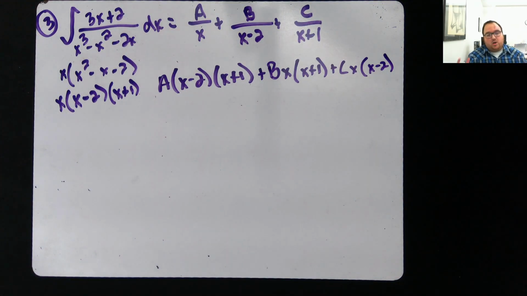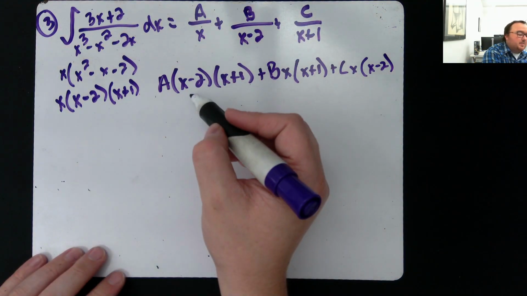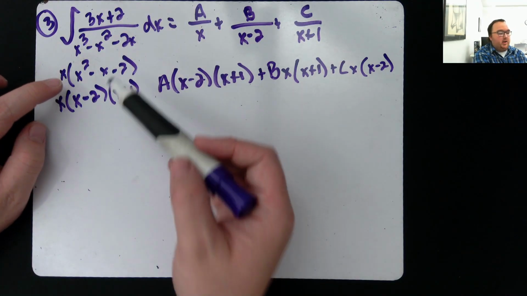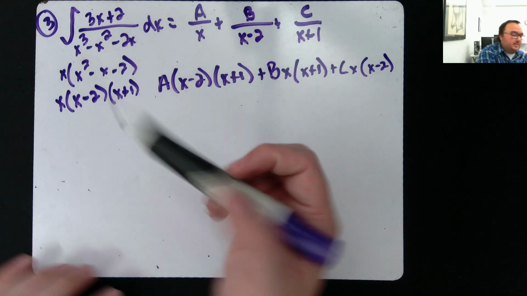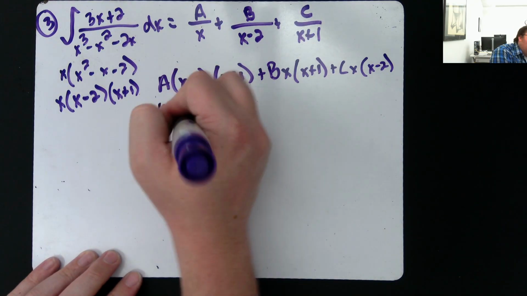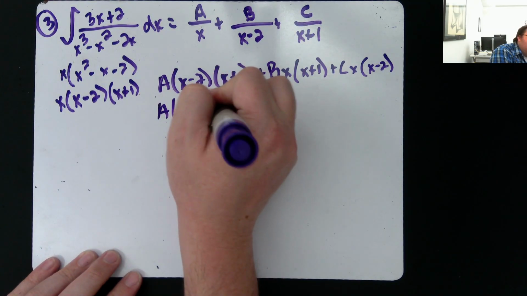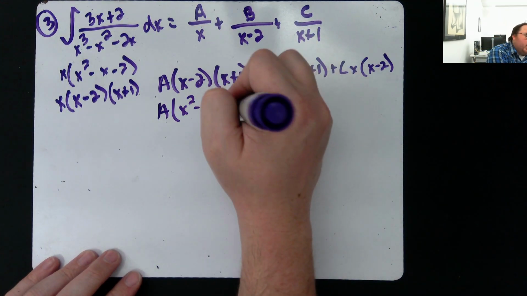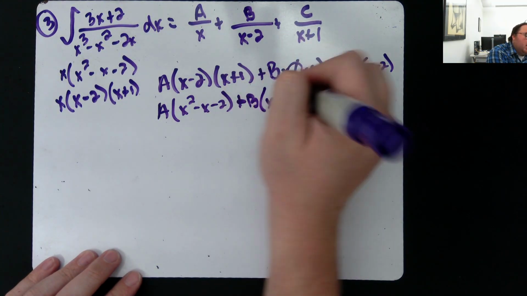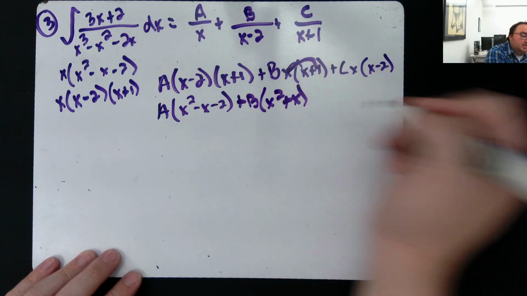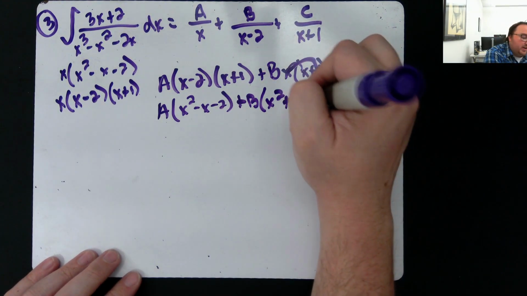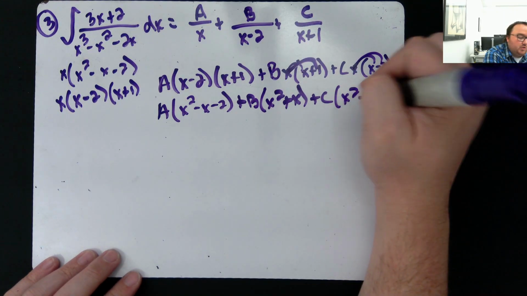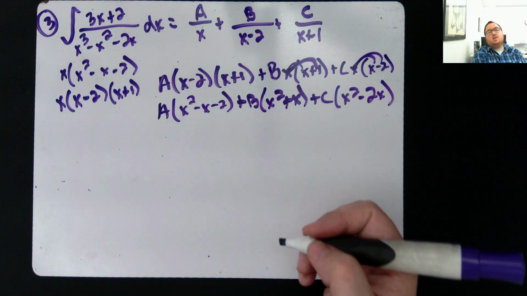So now let's work that out. X minus 2 times x plus 1. The good thing is we already did that over here, so we know that's x squared minus x minus 2. X times x is x squared. X times 1 is x. And then do the same thing over here. X times x is x squared. X times a minus 2 is minus 2x.